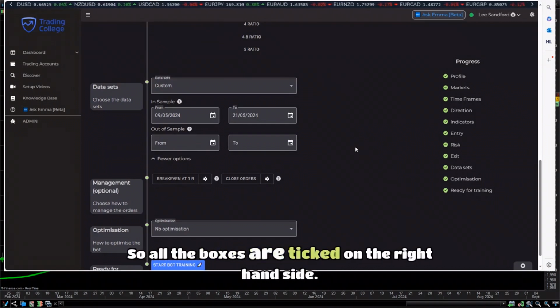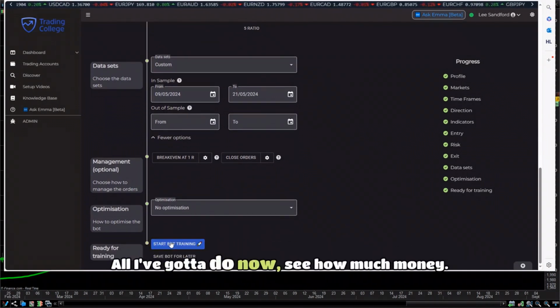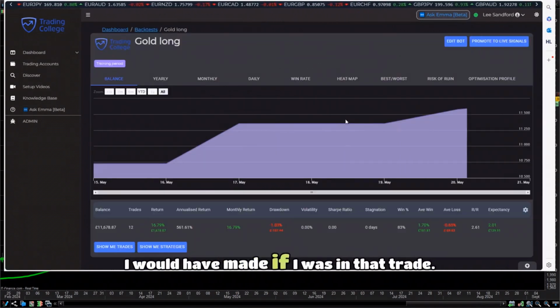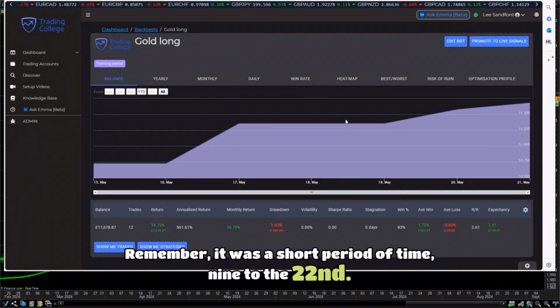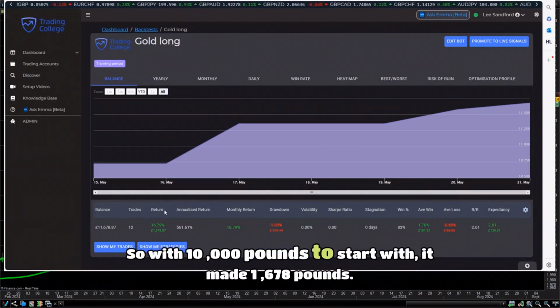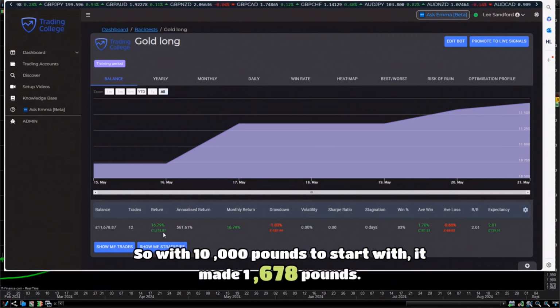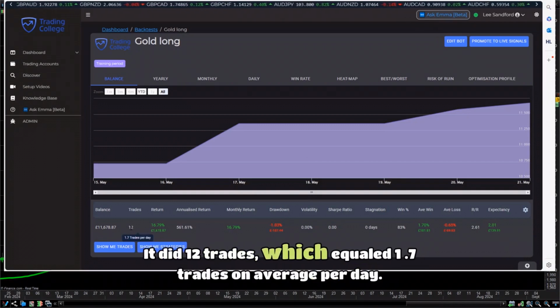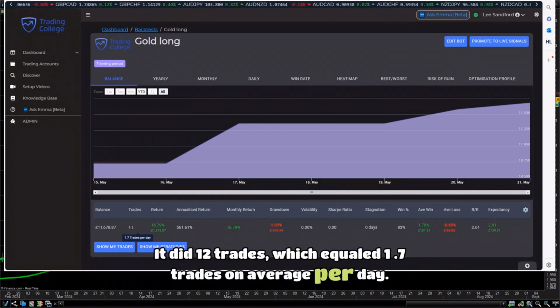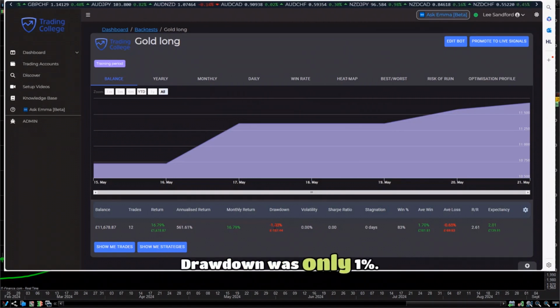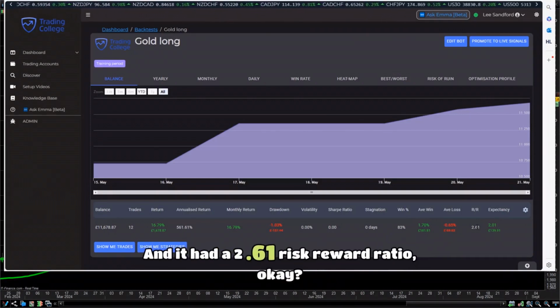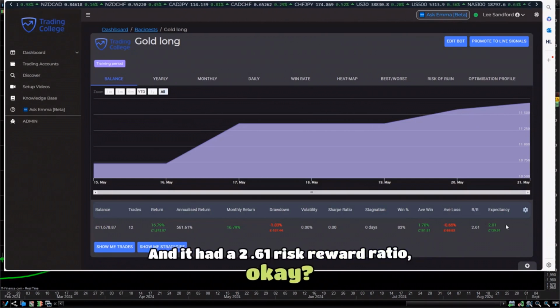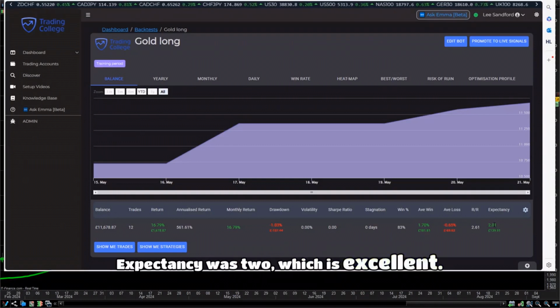So all the boxes are ticked on the right hand side. All I've got to do now is see how much money I would have made if I was in that trade. Remember, it was a short period of time, 9th to the 22nd. So with £10,000 to start with, it made £1,678. It did 12 trades, which equaled 1.7 trades on average per day. Drawdown was only 1%. Win rate was 83%, had 10 winners and 2 losers, and it had a 2.61 risk reward ratio. Expectancy was 2, which is excellent if you don't understand that.